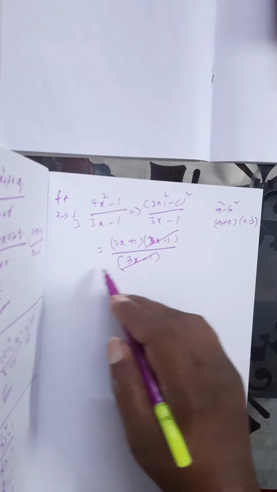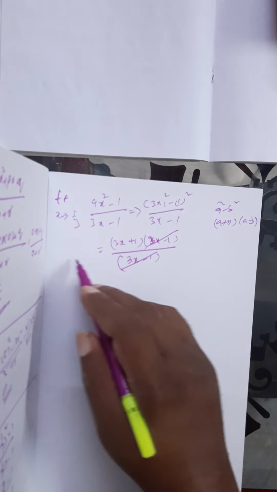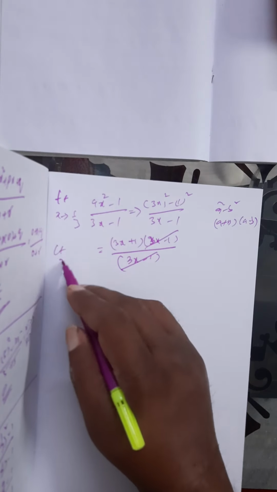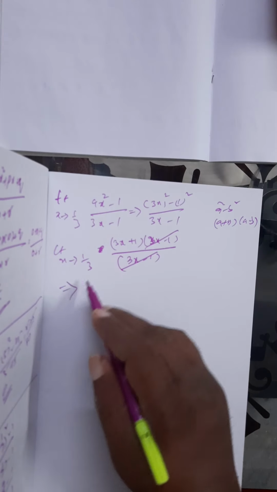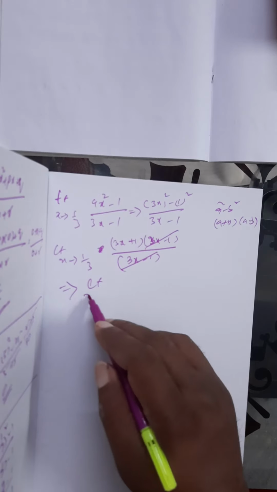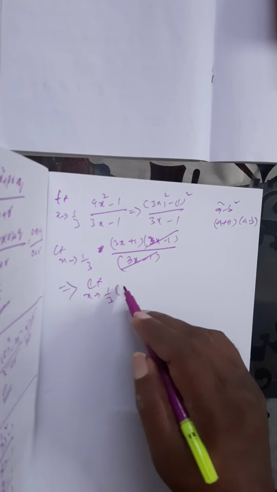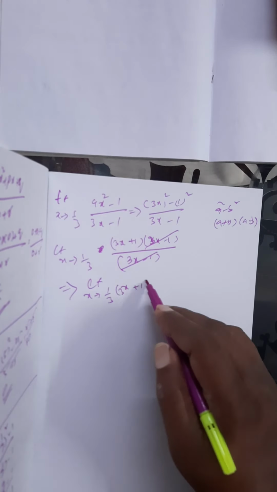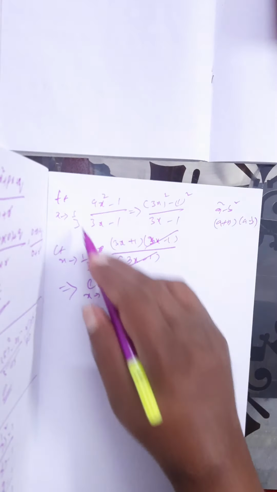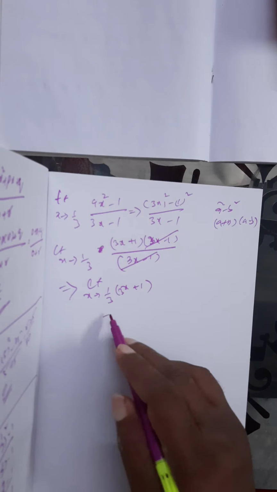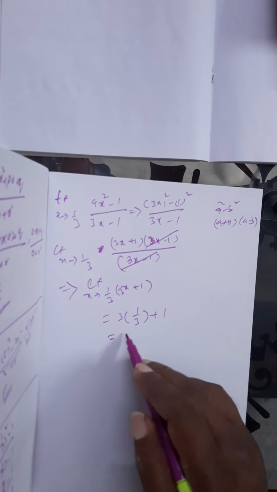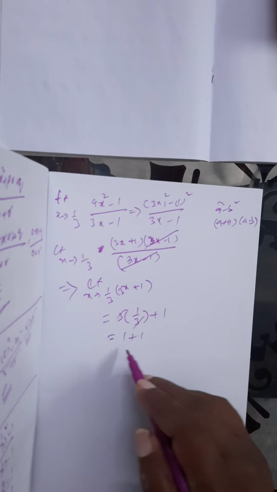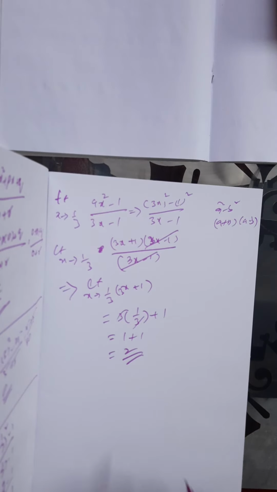So the part which makes the limit 0 is gone. Applying the limit x tends to 1/3, what do we have? The function is 3x plus 1. Now apply the limit: 3 into 1/3 plus 1. So the 3s cancel, 1 plus 1, that is 2. It is not infinity, it is 2.